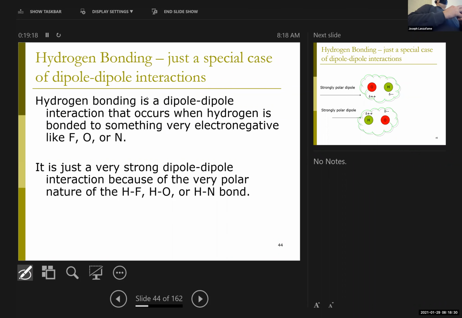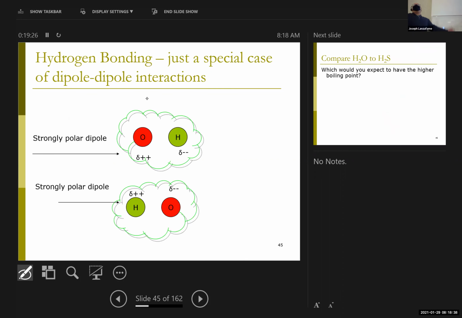Hydrogen bonding calls you on the phone. I don't know. But it has to be hydrogen bonded to a fluorine, oxygen, or nitrogen because of the size issue. It's just an extra big dipole. Hydrogen, not very electronegative. Oxygen, very electronegative. So it's really just a bigger dipole than other polar bonds.